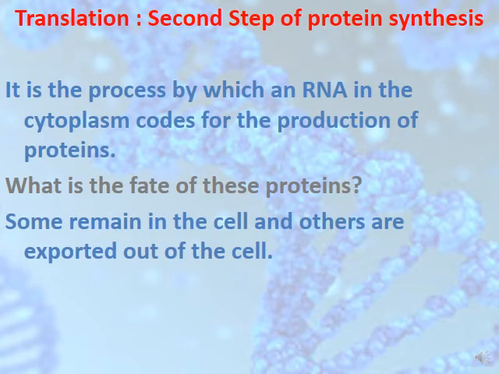Translation. We said the first process, DNA will give mRNA by the process of transcription, while mRNA will give protein or polypeptide by the action of the process of translation. It's the process by which an RNA, ribonucleic acid, in specific mRNA, goes for production of proteins. Some of these proteins will remain in the cell, others are exposed.